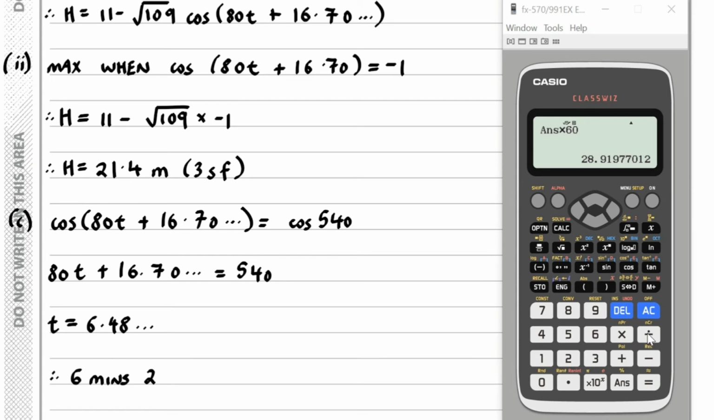So here I get 28 seconds. Let's just make sure I've got this correct. So I've got 540, take away that value, and then if I divide this by 80, I get 6.54 rather. So here I get 32 seconds.